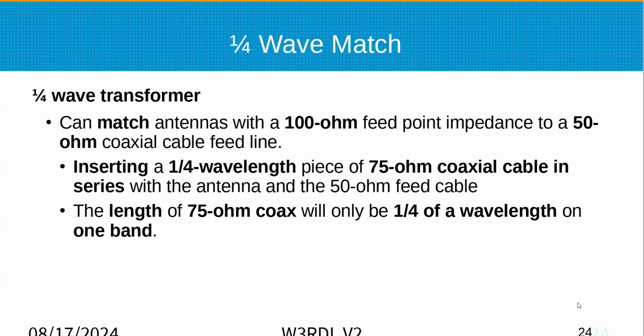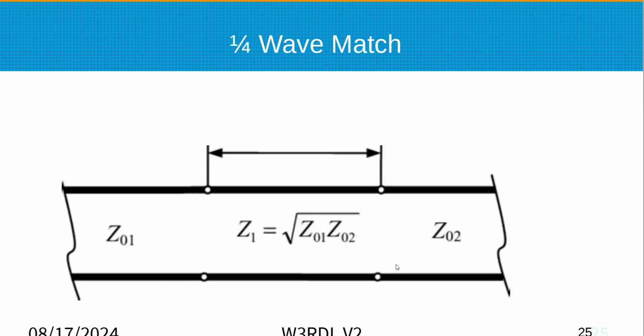And the formula that you use for the quarter wave transformer is you multiply the two impedances that you want to match and take the square root of it, which is kind of giving you the median. And that's the impedance that you need for that quarter wave line. And they always use that example, 50 and 100. Well, it turns out that the answer is 75, so it works.